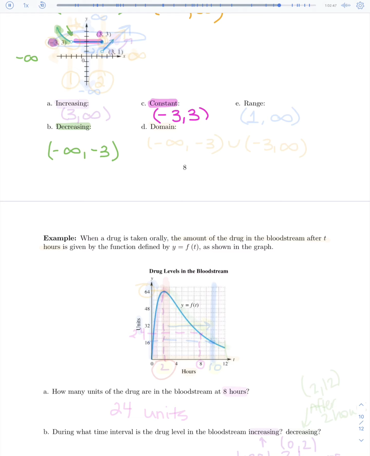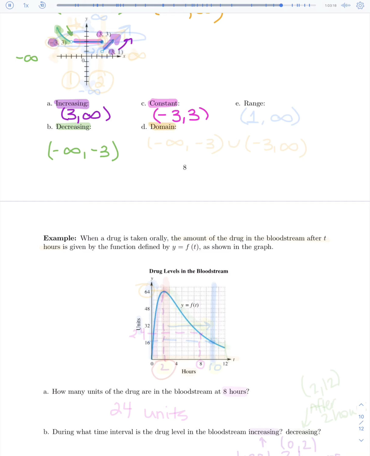Last piece here. Notice the last piece here is going up from left to right, which means that's our last piece, and it's increasing. That last piece starts at an x value of 3 and continues on forever because of the arrow, so towards infinity. And again, we use parentheses because we're always using open intervals for increasing, decreasing, and constant.